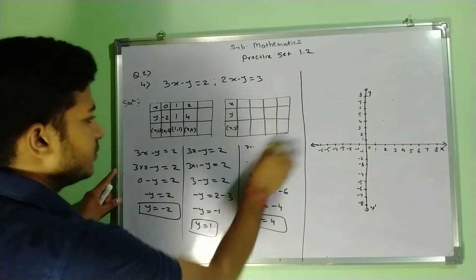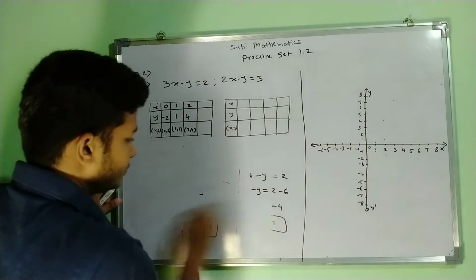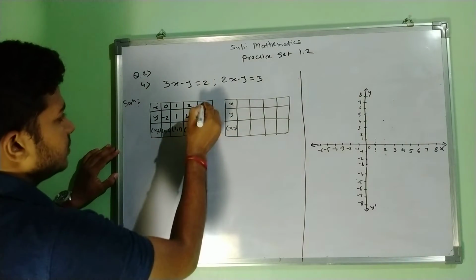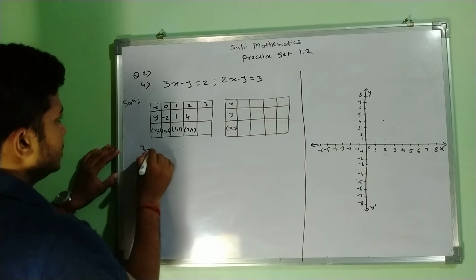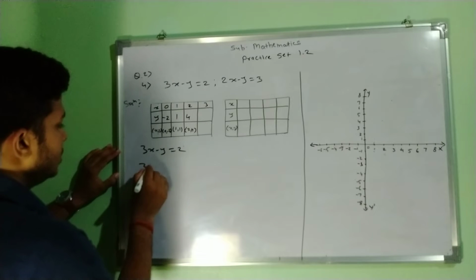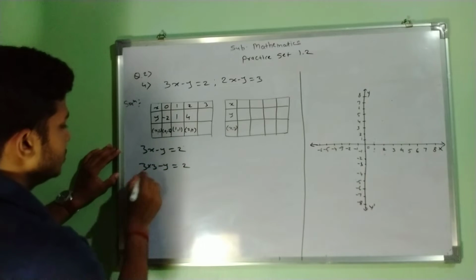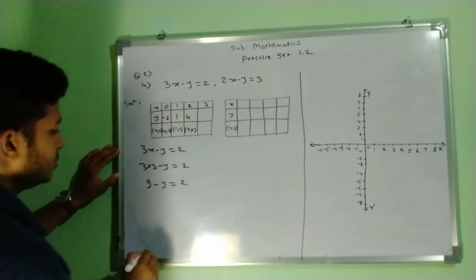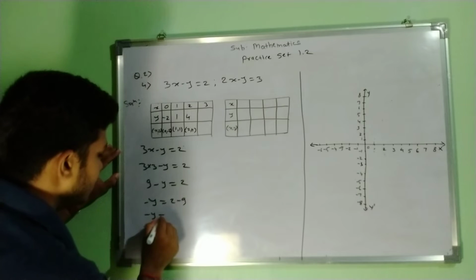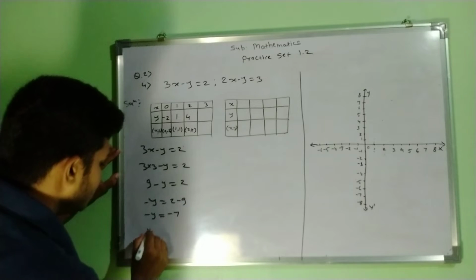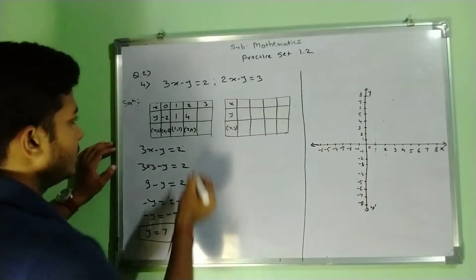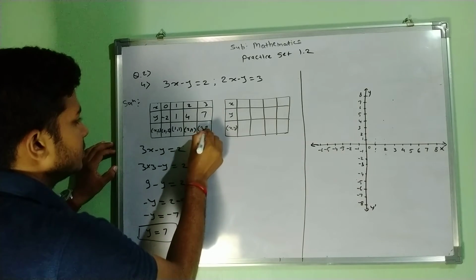So similarly we have to find one more ordered pair. Suppose we are taking the value of x as 3. Our equation is 3x minus y is equal to 2. Now after substituting the value of x as 3, 3 into 3 minus y is equal to 2. 3 into 3 will be 9, minus y is equal to 2. So minus y will be equal to 2 minus 9. So minus y will be equal to minus 7. So y will be equal to 7. So after taking the value of x as 3, we got the value of y as 7. So the ordered pair will be 3, 7.